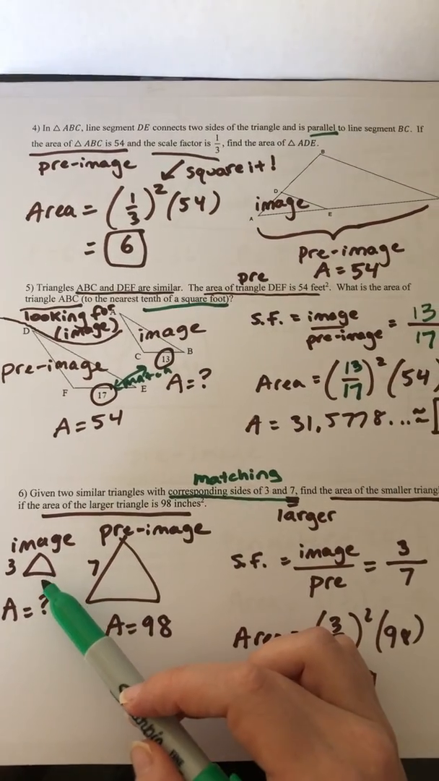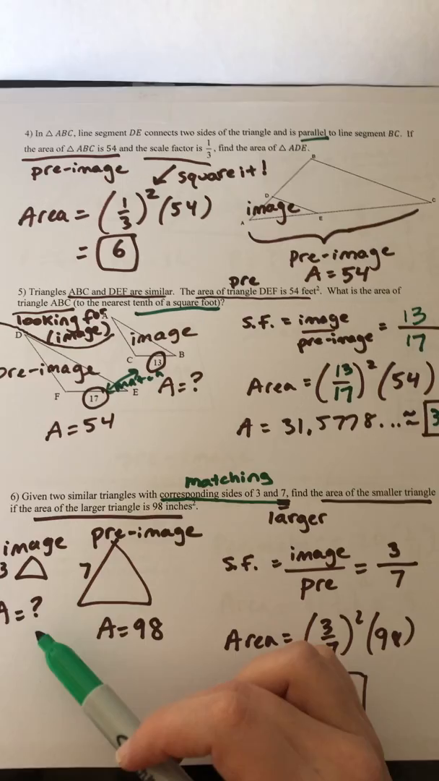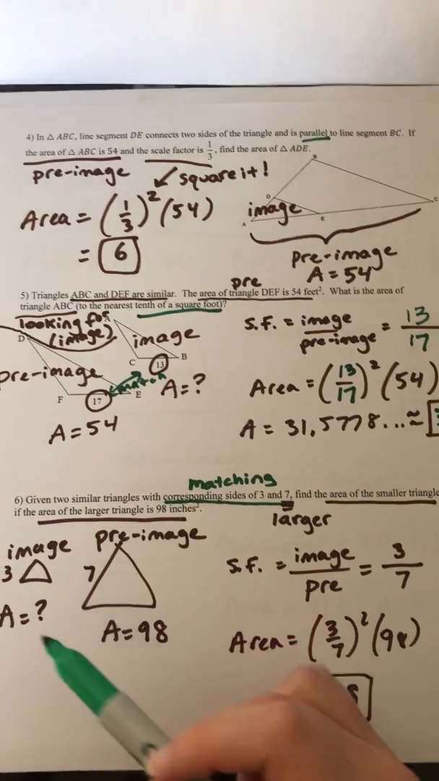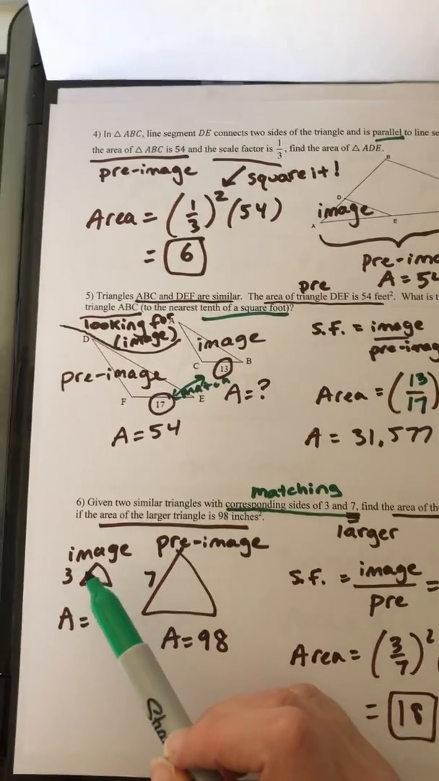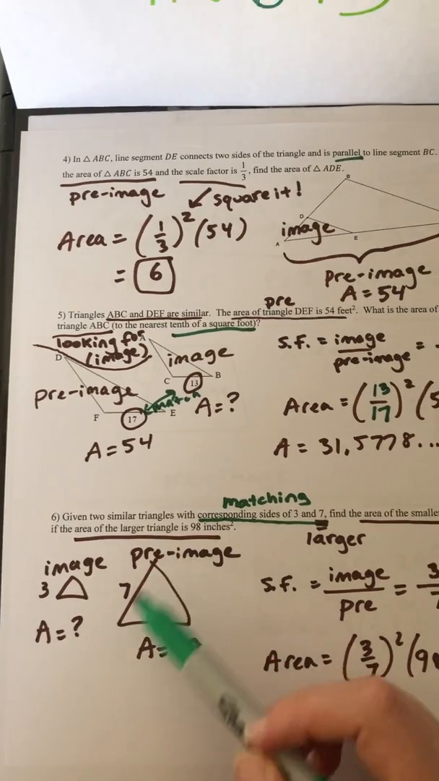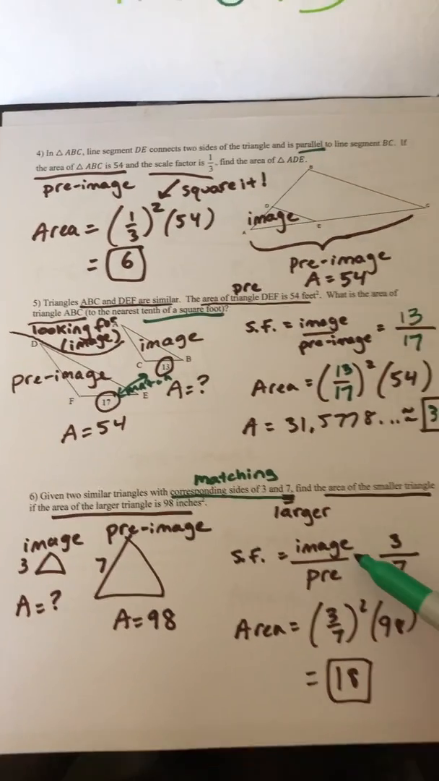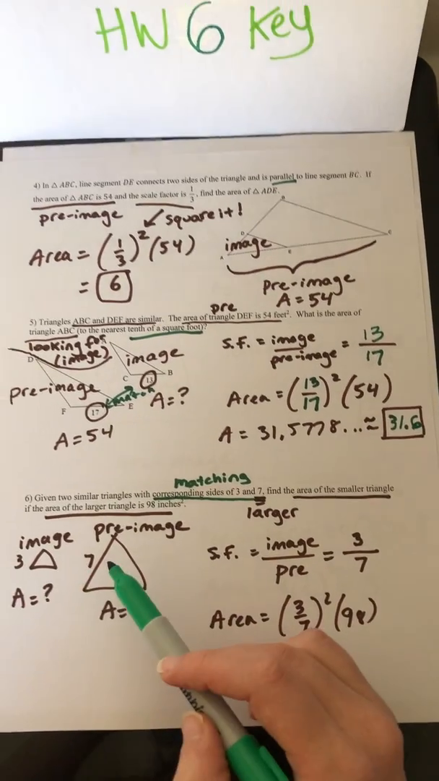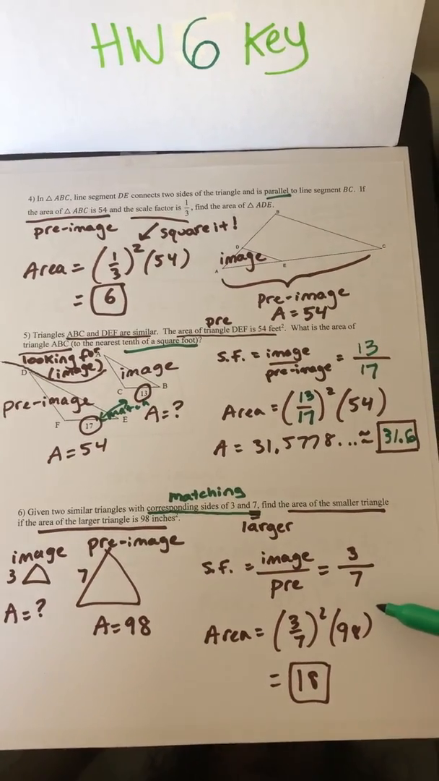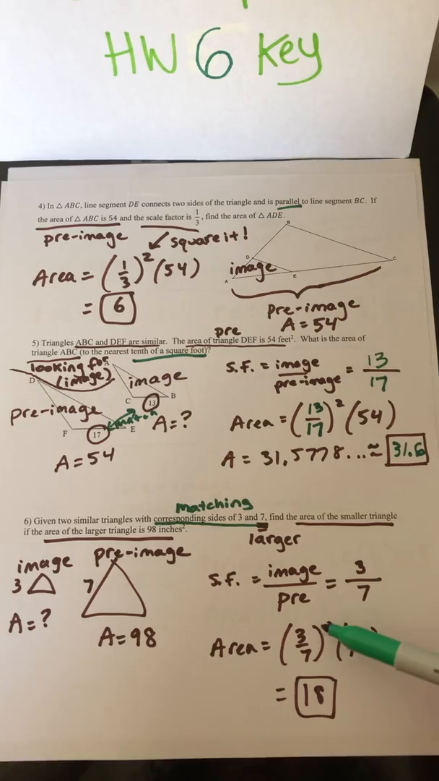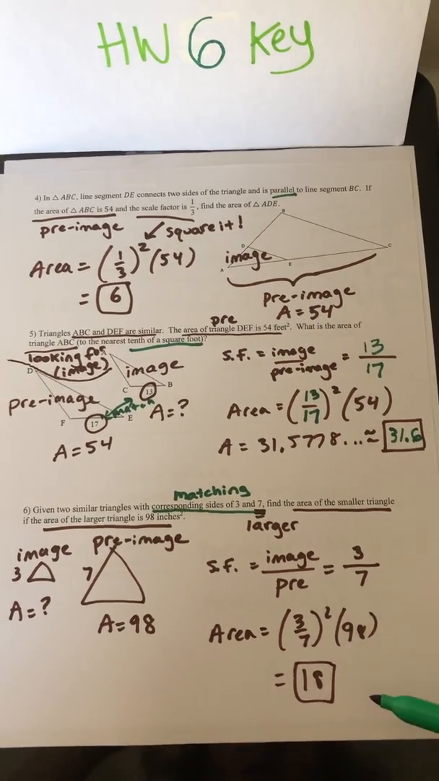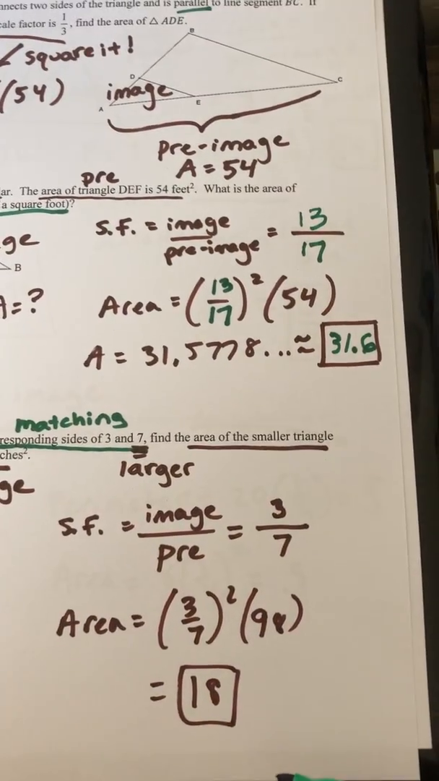Well, I've already drawn the area of the smaller triangle as unknown, and I put that one first. So even though I'm looking for it, and I drew it first, it's still image. I'm looking for it. Then over here, the larger triangle is what we know the area of. That's the pre-image. Image of 3 over pre-image of 7, 3 over 7. Well, when we're looking for area, you take the scale factor and square it. So 3/7 squared times 98 is 18, and there you have it.